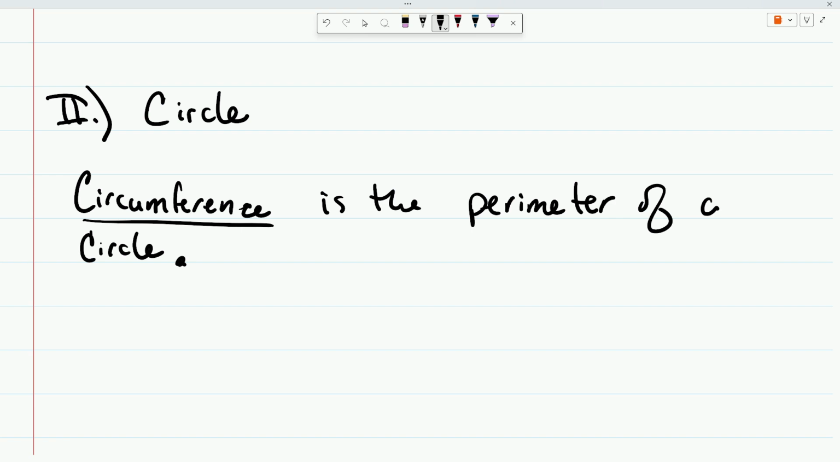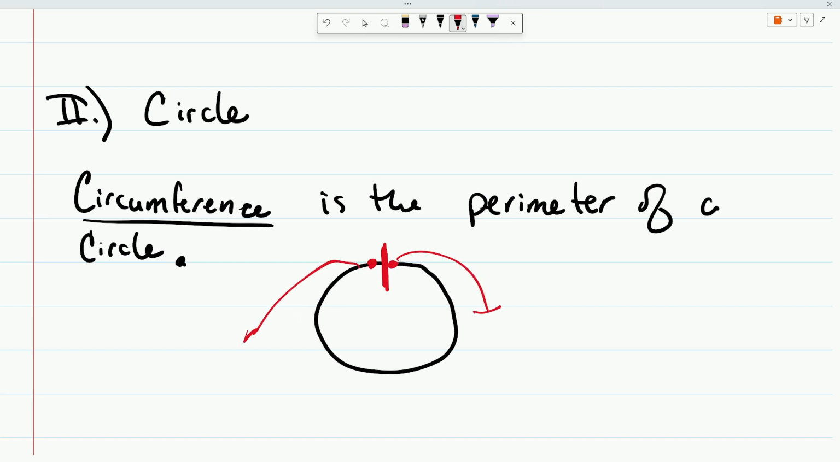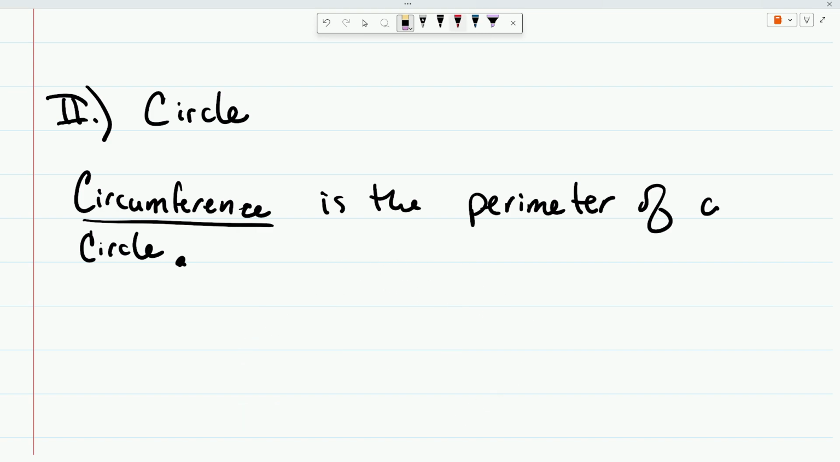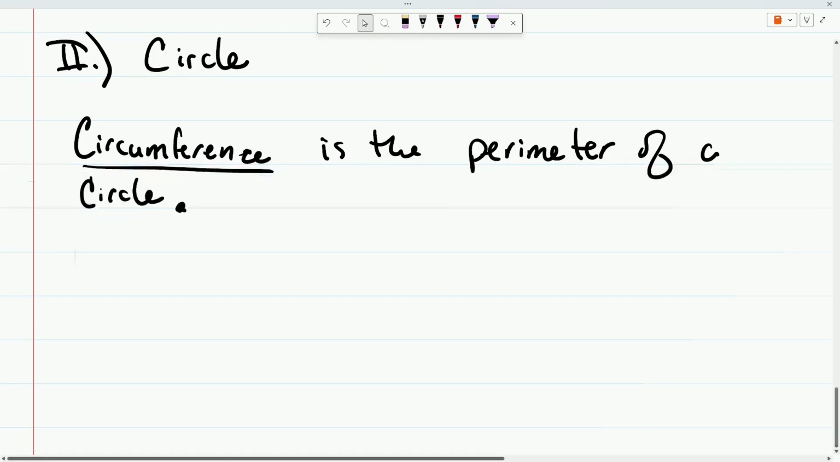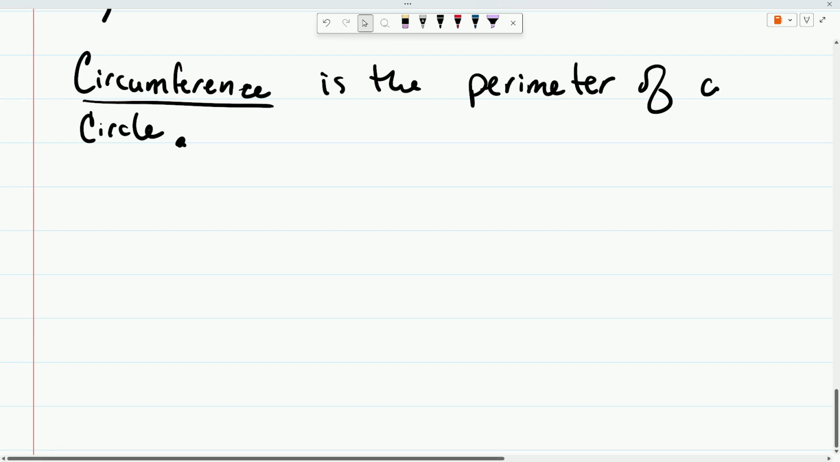In fact, if you kind of look at this bad drawing that I have, if I took a circle and I cut it right here, and then I grabbed this side and started pulling them down, notice you would end up with a straight line, which is perimeter. That's how we measure lengths, okay? So that's the perimeter, or circumference is the perimeter of a circle. There are two formulas that we use to find the circumference.